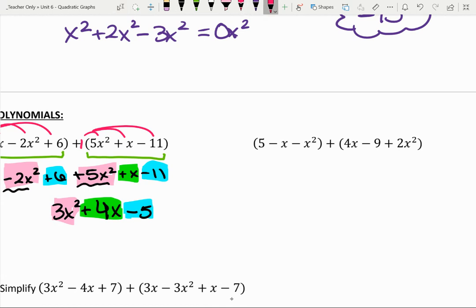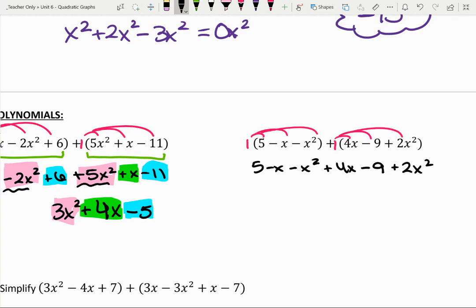So for this next example, we'll do this one again together. If I'm just thinking about a ninja one that's getting distributed, it doesn't actually change any of those values. I still get 5 minus x squared plus 4x minus 9 plus 2x squared. And again, this time I'm going to start with my x squareds because I can. So negative x squared plus 2x squared makes a whopping 1x squared.